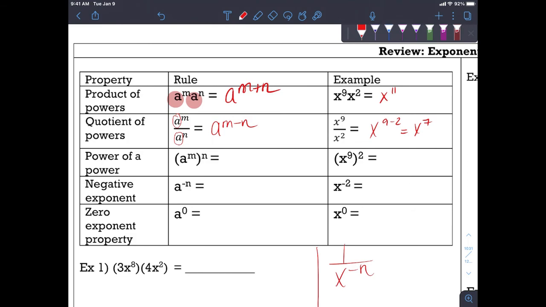The power of a power is just like distribution, except it's exponent to exponent. I just multiply them together. Whenever I have a negative exponent, I don't like to write it like that. So I'll flip it and drop the sign. Flip it and drop the sign. Anything to the power of 0 besides 0 is always equal to 1.